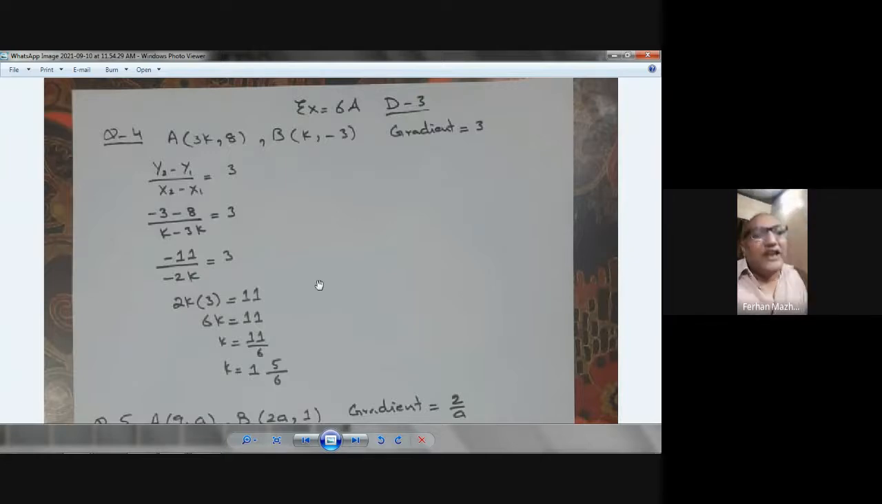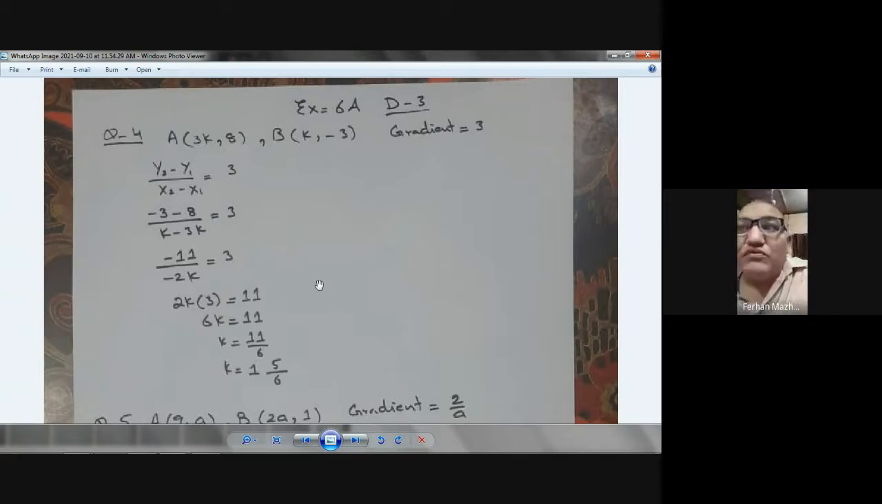So A coordinates are 3k comma 8, B coordinates are k comma minus 3. The gradient is already given, that's 3. So apply the formula of the gradient, that is y2 minus y1 divided by x2 minus x1 equals 3. Just put the values: y2 is minus 3, y1 is 8, so minus 3 minus 8. The x2 value is k and the x1 value is 3k, so downstairs I will write k minus 3k. Minus 3 minus 8 is minus 11, k minus 3k is minus 2k, equals 3. So here I will cross multiply.